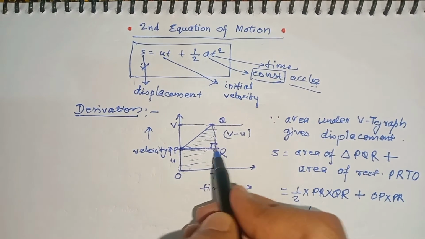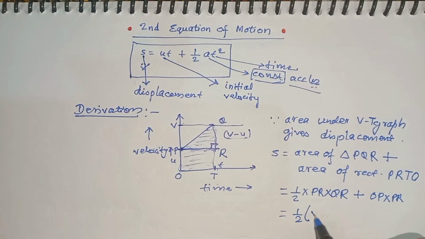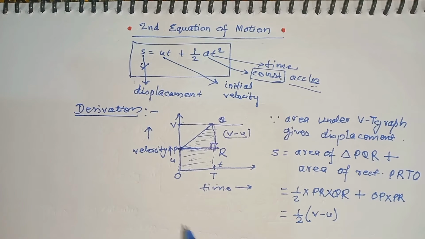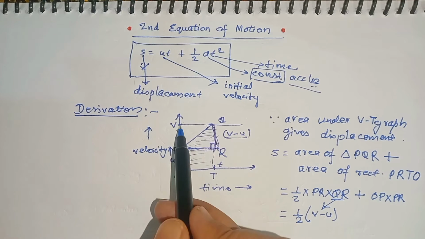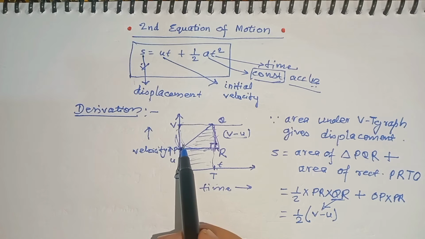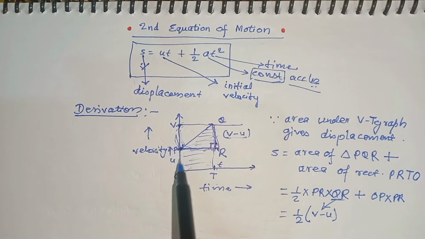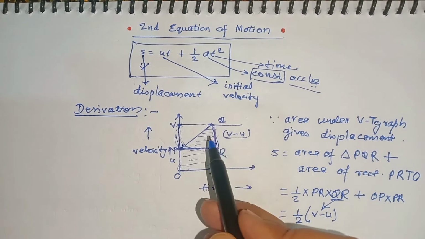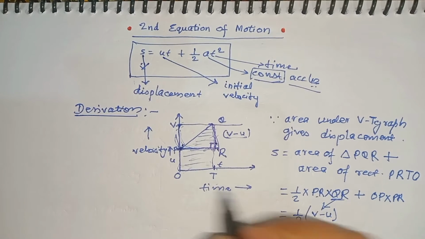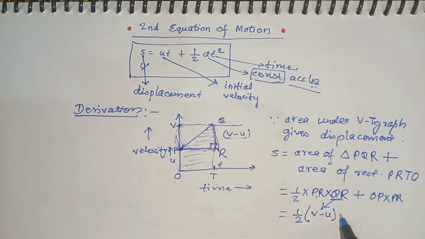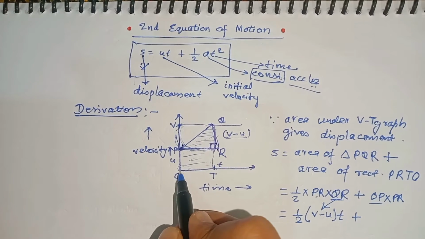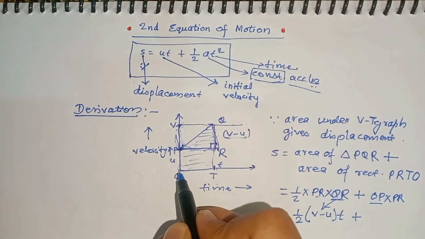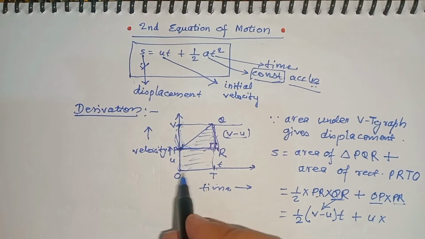That is equal to half into QR, and this QR is V minus U. How is it? This length is equal to this length, and this length is this complete minus this, that is V minus U. And PR is simply T, plus OP, which is U, into PR.